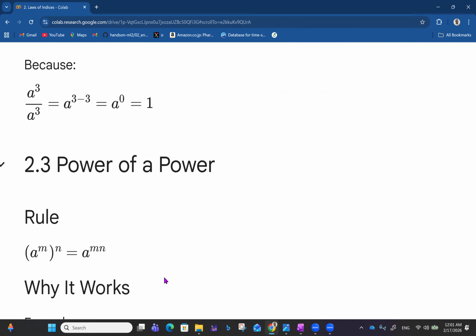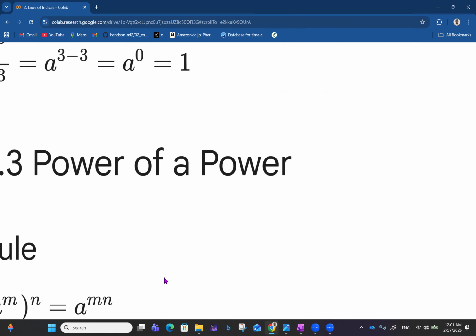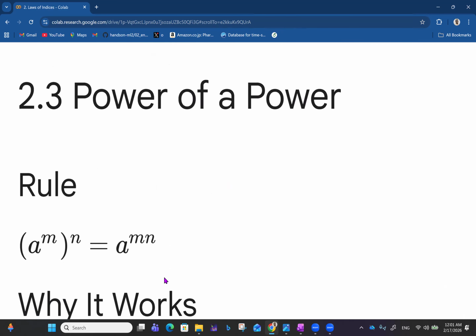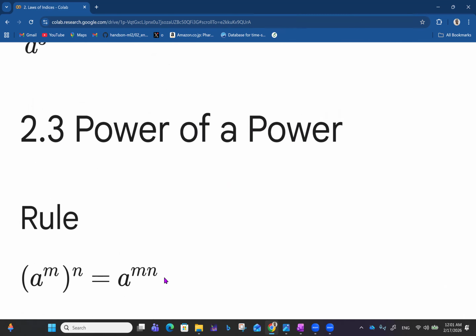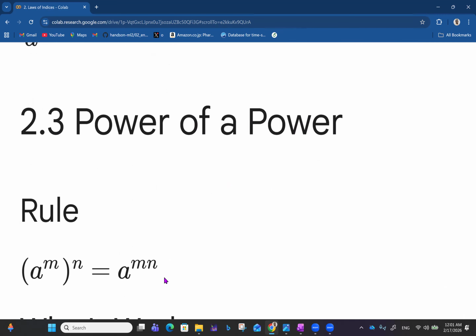So let's go ahead and talk about power of a power. How do you take the power of a power in indices? For instance, you have a raised power m raised power n. That is simply a raised power m multiplied by n. So a raised power m raised power n is simply a raised power m times n, like that.